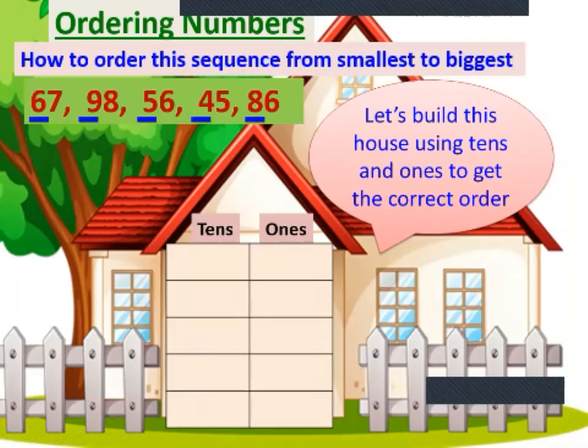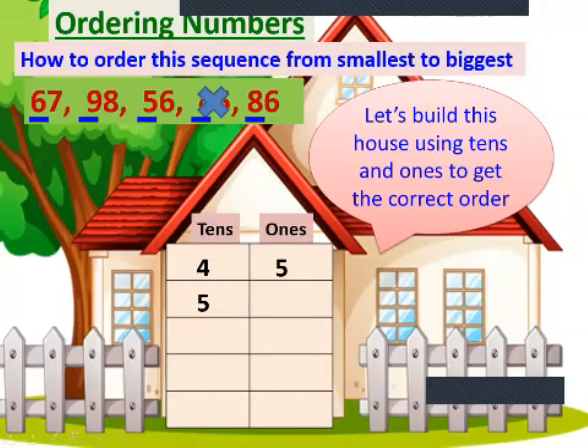First, we will arrange. Look at the screen. Now here I have underlined the tens place. 6, 9, 5, 4, 8. Now look at the table. Tens and ones. The first one, it's 4. The small number is 4. And 5 ones. So it is 45. 4 tens and 5 ones. So the first smallest number is 45.